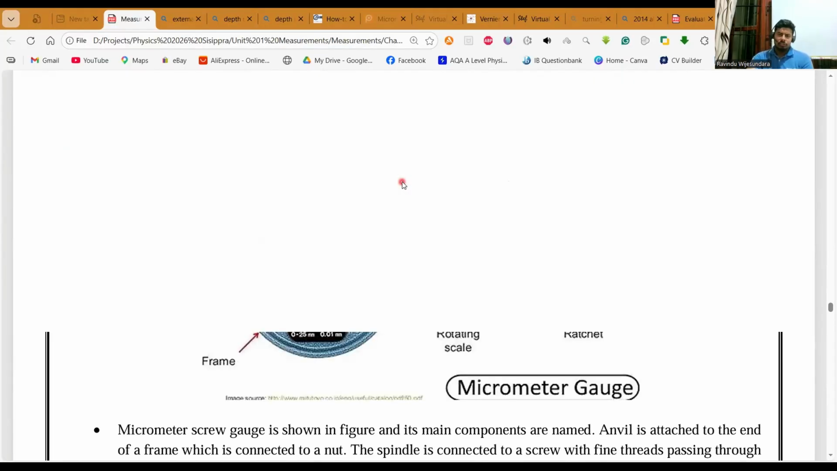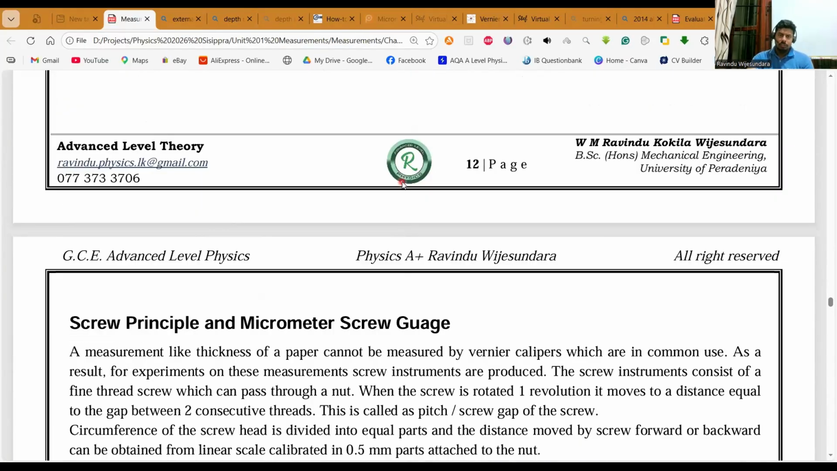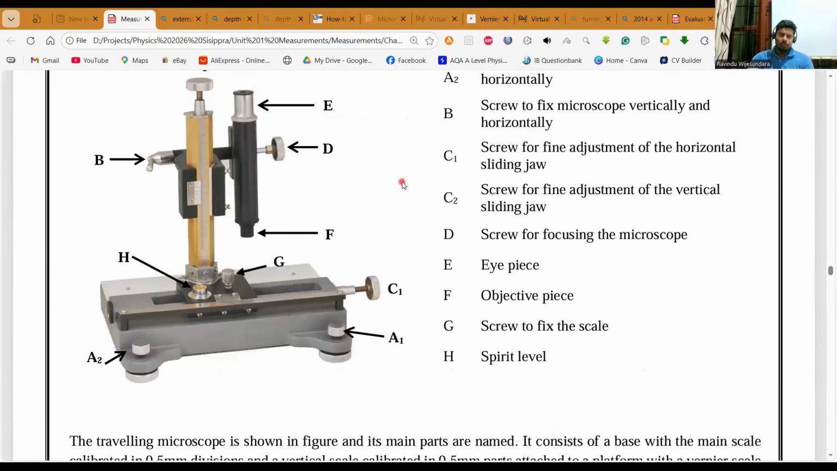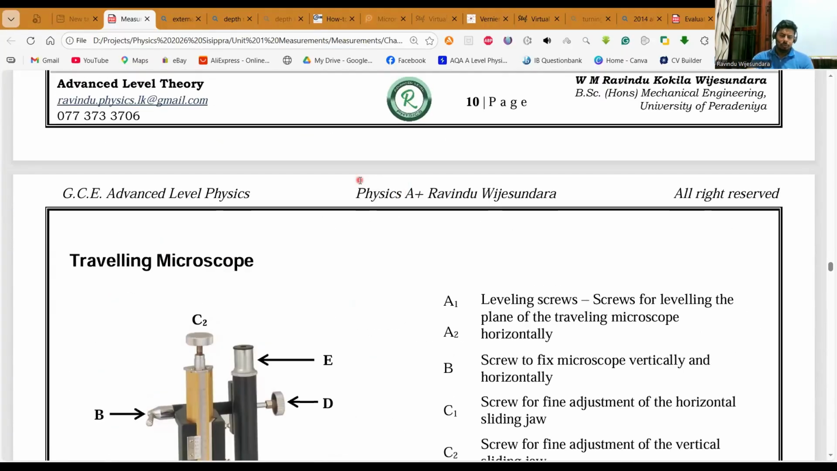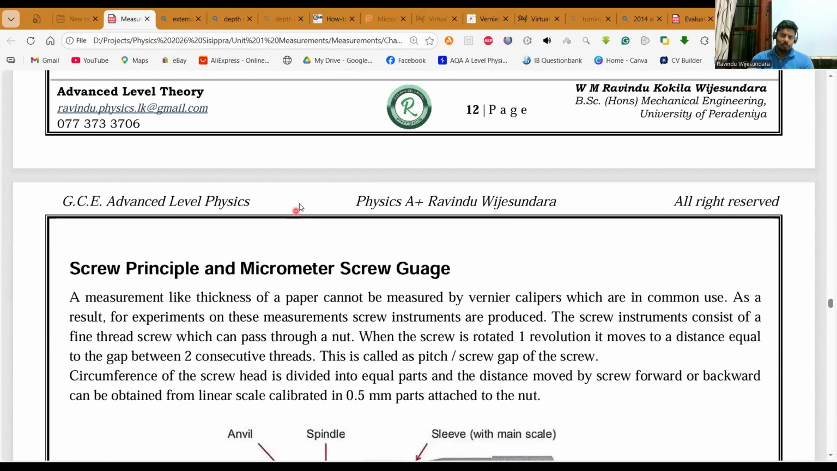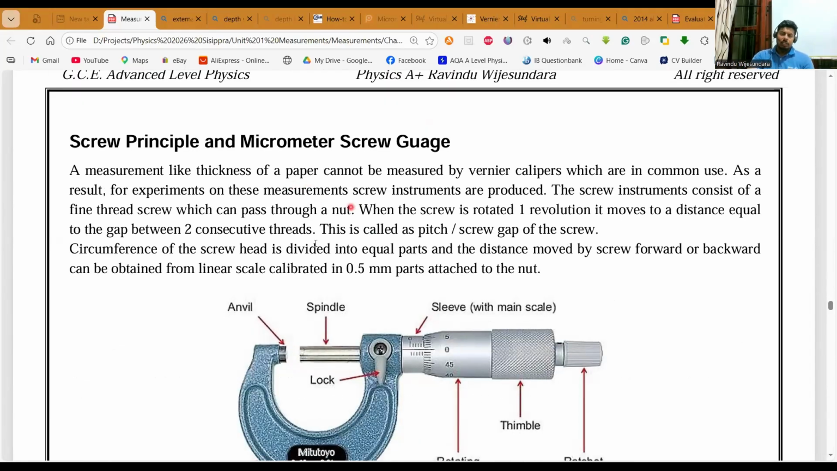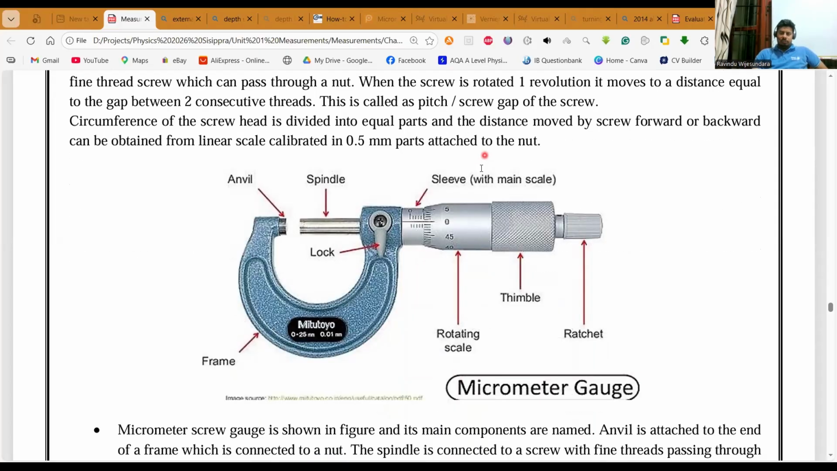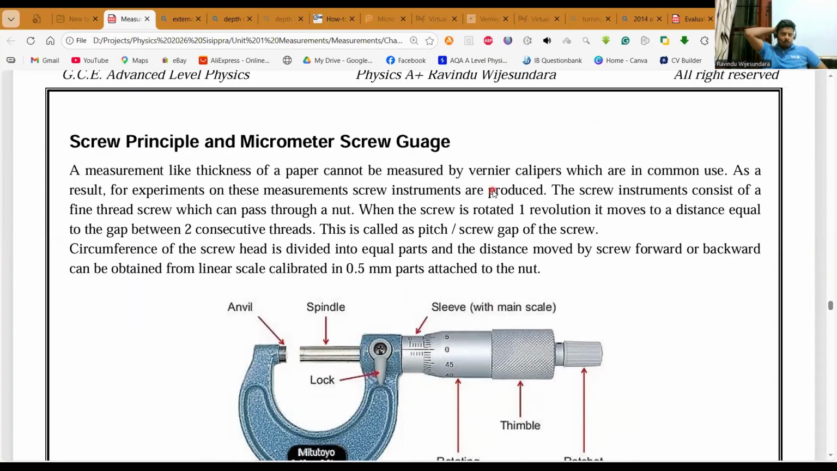Then we have to talk about the screw principle and the micrometer screw gauge before moving into the traveling microscope. Right, before moving to the traveling microscope, we will discuss the screw principle and micrometer screw gauge. So there are readings that we cannot take from the Vernier caliper, because the Vernier caliper has an accuracy of 0.1 millimeters, the normal laboratory one. Therefore, the minimum reading that you can take to have an error less than 1% is 10 millimeters.